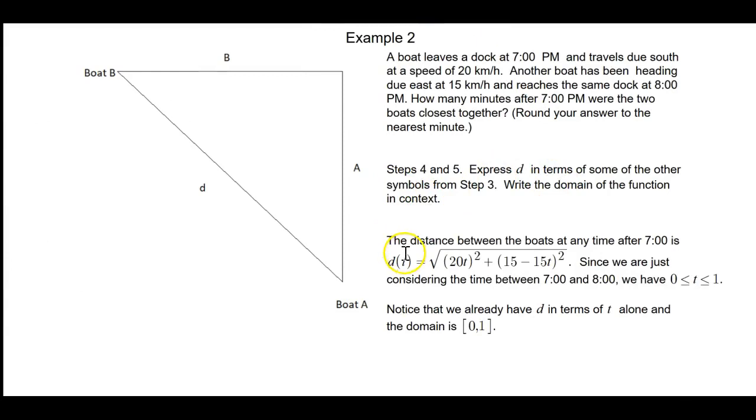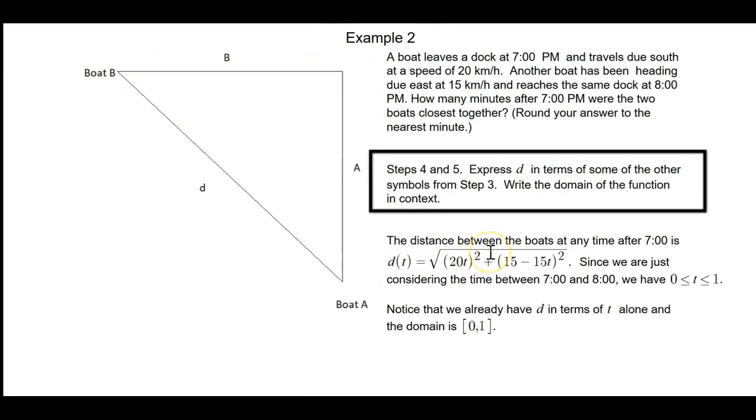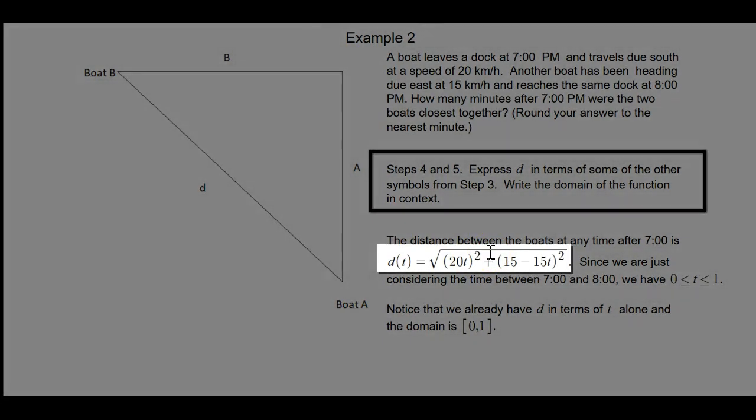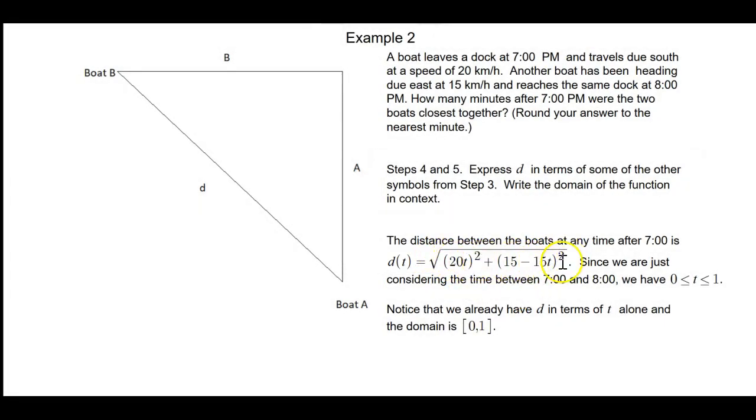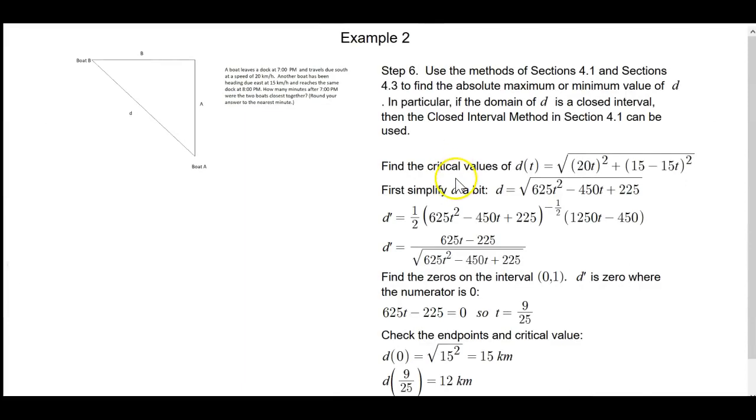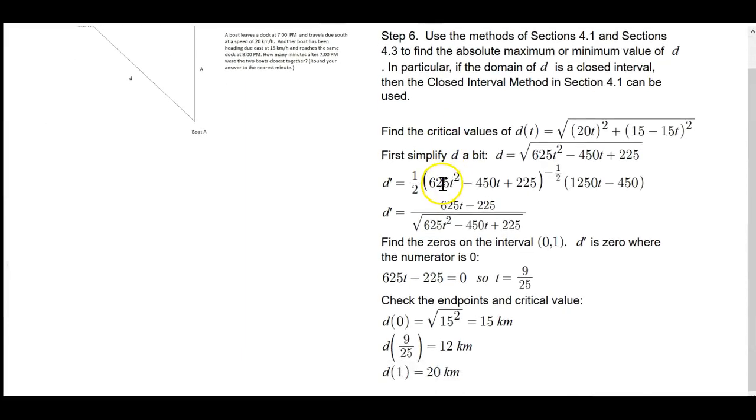So then I want to express that distance in terms of A and B. So I use the Pythagorean theorem or the distance formula, really the same thing. And d of t is the square root of a squared plus b squared. And our domain is just 0 to 1 because we're just looking at the time from 7 p.m. to 8 p.m. So we do have a closed interval here. So now we're going to minimize that distance in terms of time.